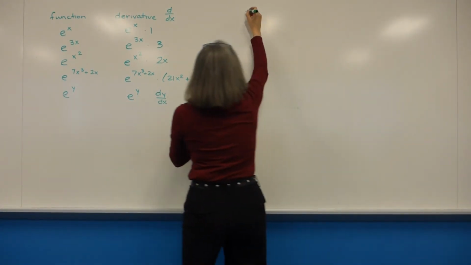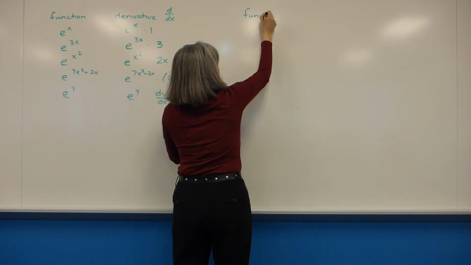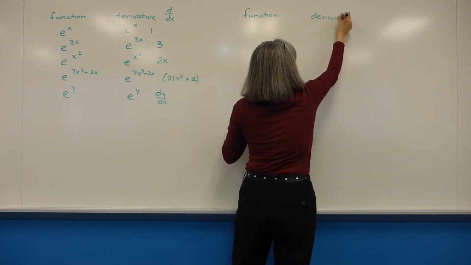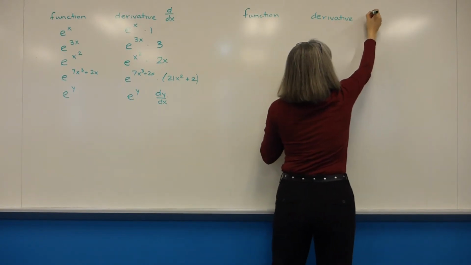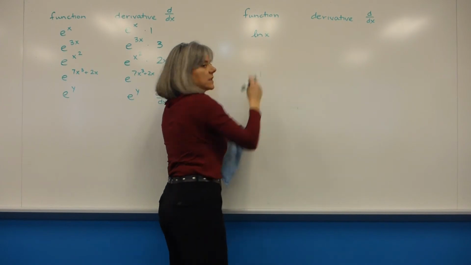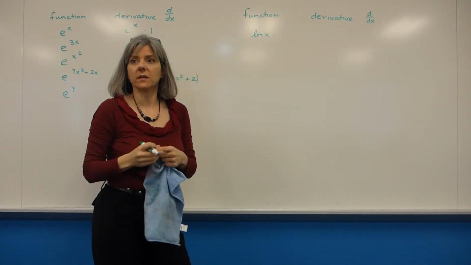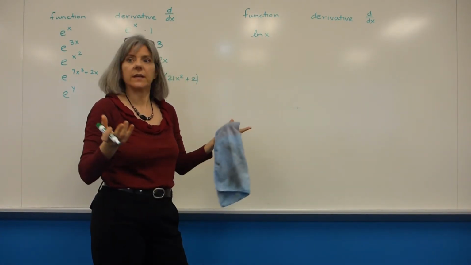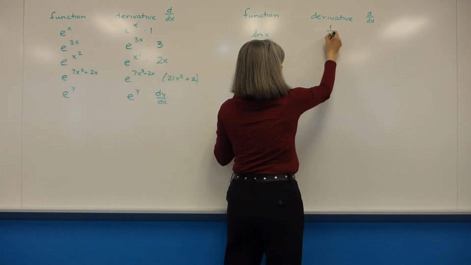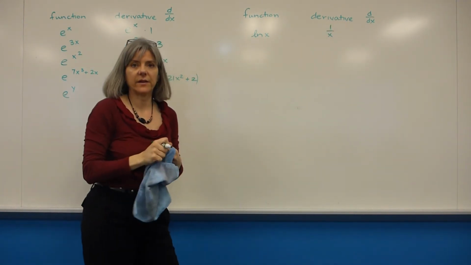All right, so we're going to do the same thing. Same set of function and derivative with respect to x. So, ln x. Is it a basic? Yes, just has an x. So its derivative is what? 1 over x. That's one you just need to know like that fast.